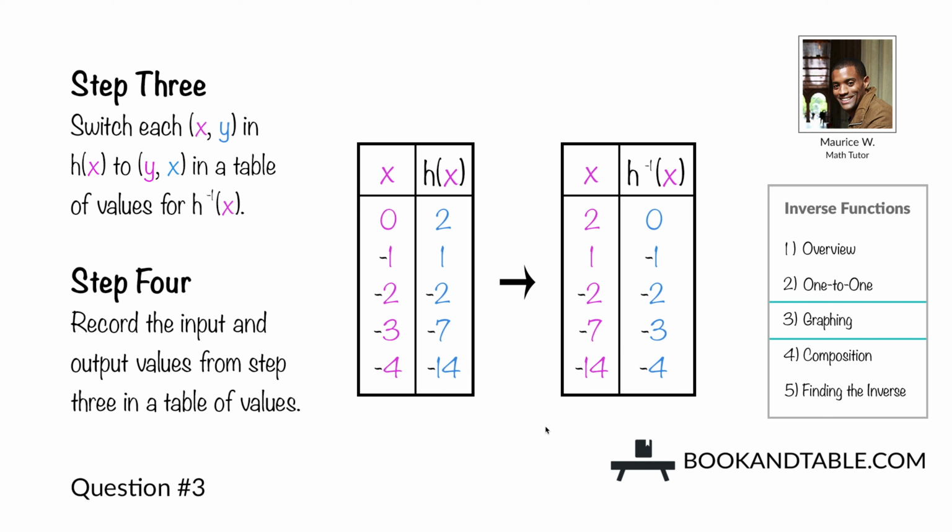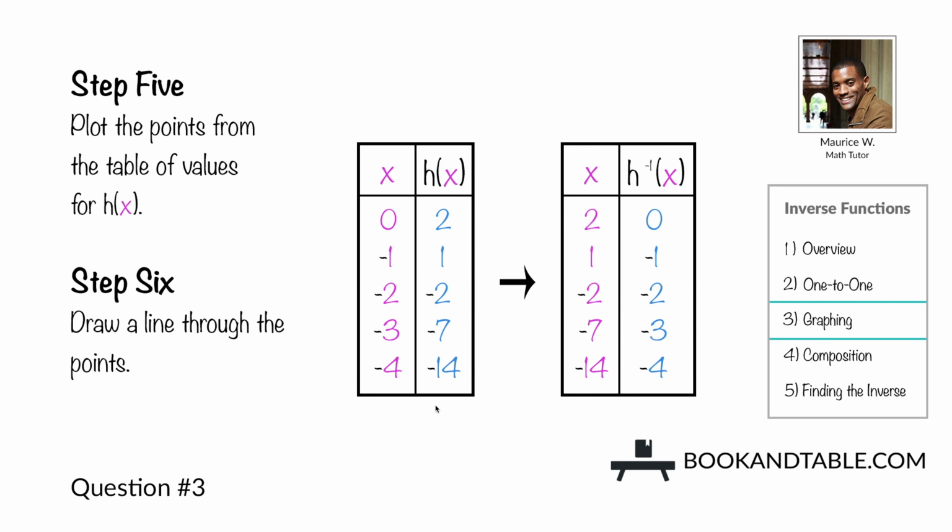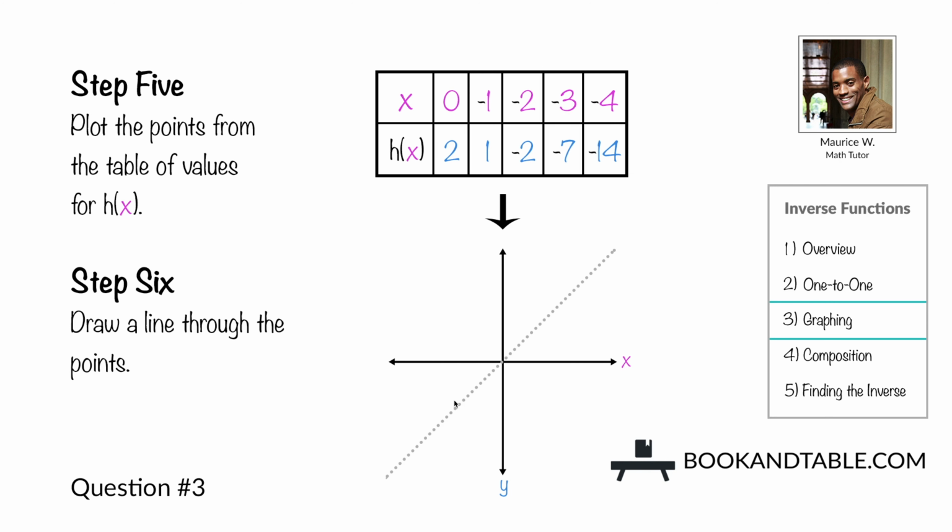And now we can begin sketching h of x and its inverse function. So we'll begin by plotting the points from h of x. So we have our coordinate plane with our line y is equal to x. And the first point is 0, 2. The second point is -1, 1. The third point is -2, -2. The fourth point is -3, -7.